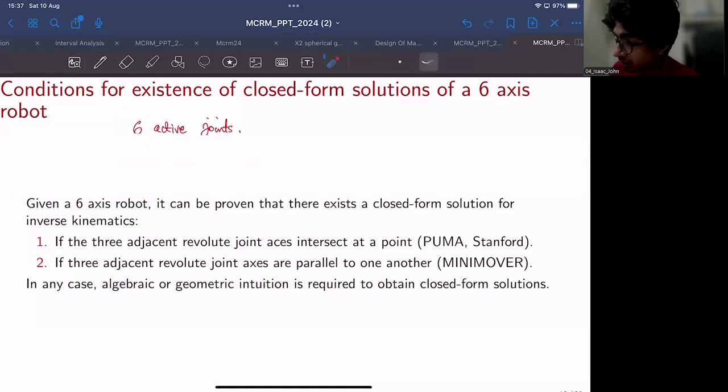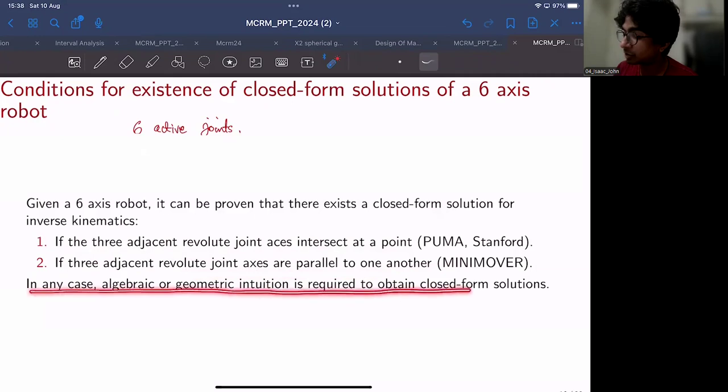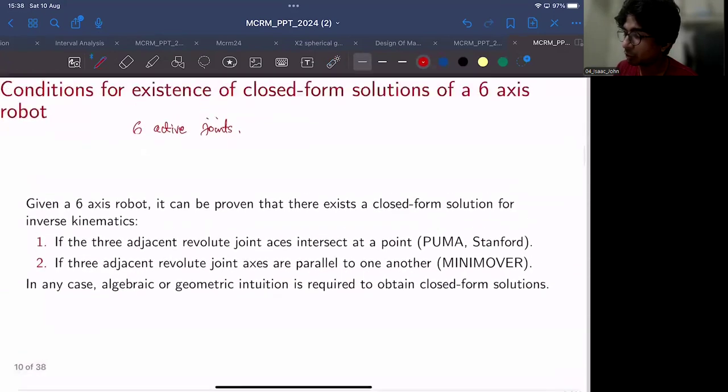So in the case of a 6 degrees of freedom robot, if the three adjacent revolute joint axes intersect at a point, that is one such case. And the second condition is if the three adjacent revolute joints are parallel to one another. In any case, algebraic or geometric intuition is used to obtain the closed form solution. I'll show one example.